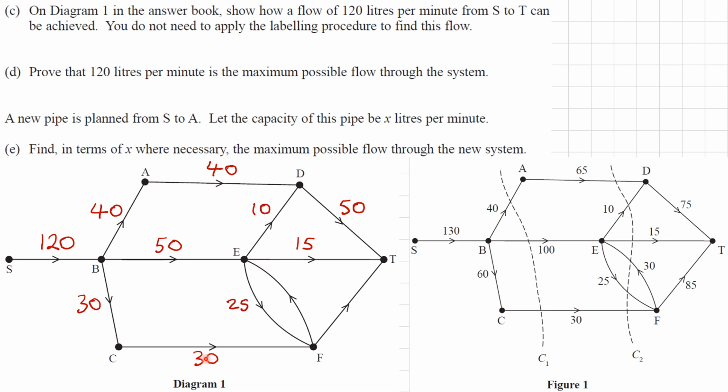If I move down to the bottom here, F to T, so I've got a flow of 25, flow of 25 and 30 going to F. So F to T is going to be 55. That's fine because I've got a capacity of 85. So I'll put 55 here. No backflow here, not needed.